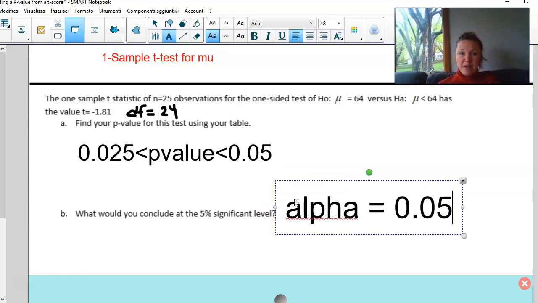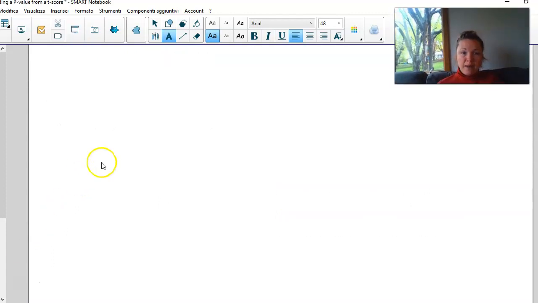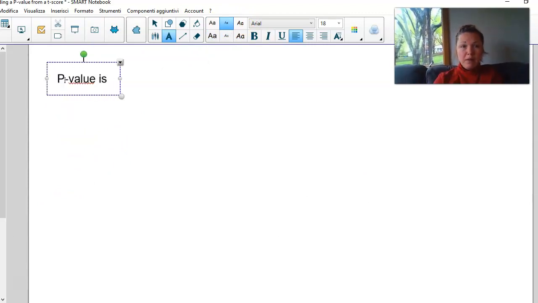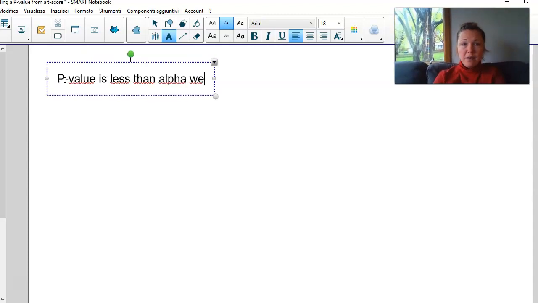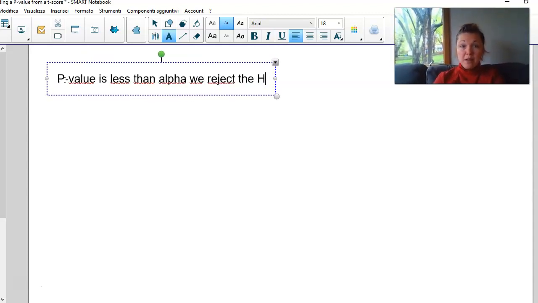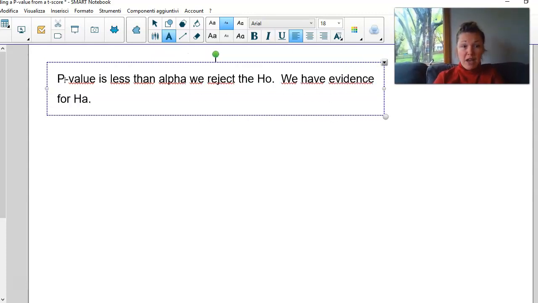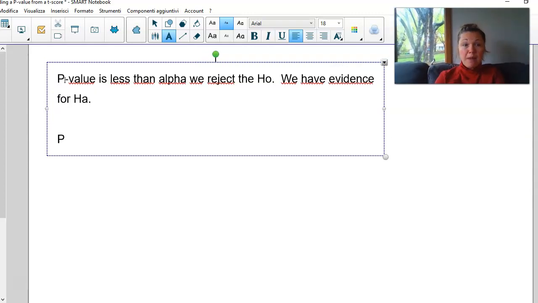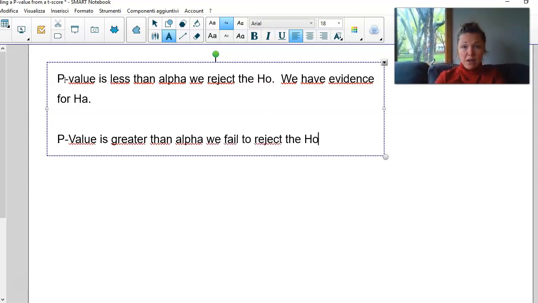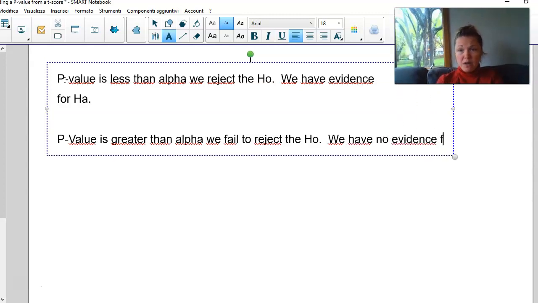Now, a friendly reminder from when we did the z-test, I'll make a new little chart for you. How do I know how to conclude? If our p-value is less than alpha, we reject the null hypothesis. We have evidence for HA in context. If our p-value is greater than alpha, we fail to reject the null hypothesis and we have no evidence for HA.